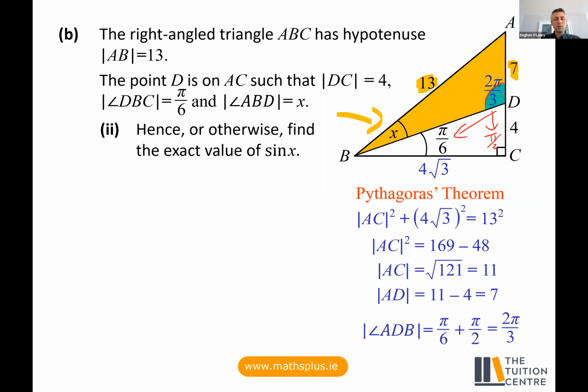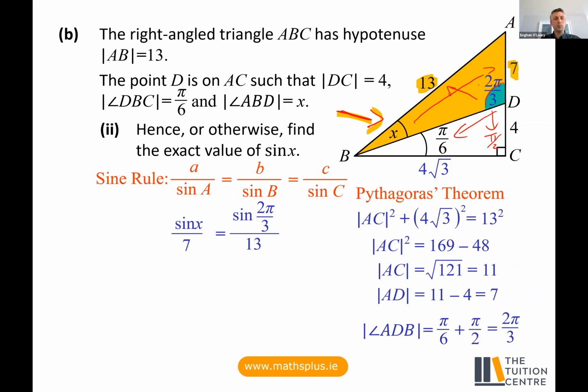And what am I going to do then with my 2 pi over 3? I now have 3 bits of information. It's a non-right angle triangle. In this case, I'm going to use the sine rule. Why? Because I'm looking for this angle here, X. I have the side opposite it. I have another angle and the side opposite it, so I can use the sine rule.